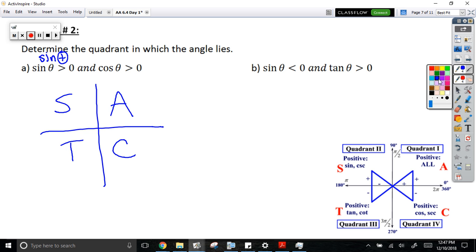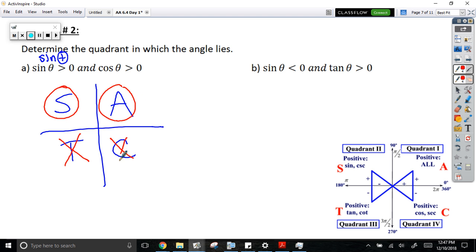So if the sine is greater than 0, that means the sine is positive. Where is the sine positive? Here, right? And also here. All of them are positive here. So the sine's positive here and here. So we're going to eliminate, based on the first statement, quadrant 3 and quadrant 4. The sine is not positive in those.